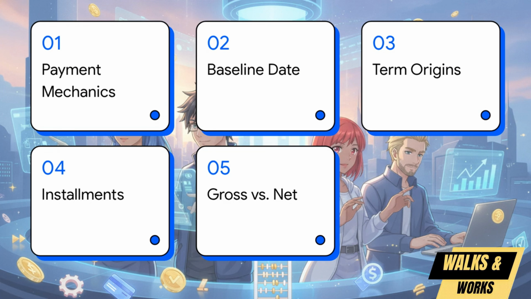Okay, let's look at the structural blueprint of the engine we are deconstructing today. First up, the mechanics of payment terms. Second, deriving the baseline date. Third, where do terms actually originate? Fourth, installments and special cases. And fifth, gross versus net procedures.